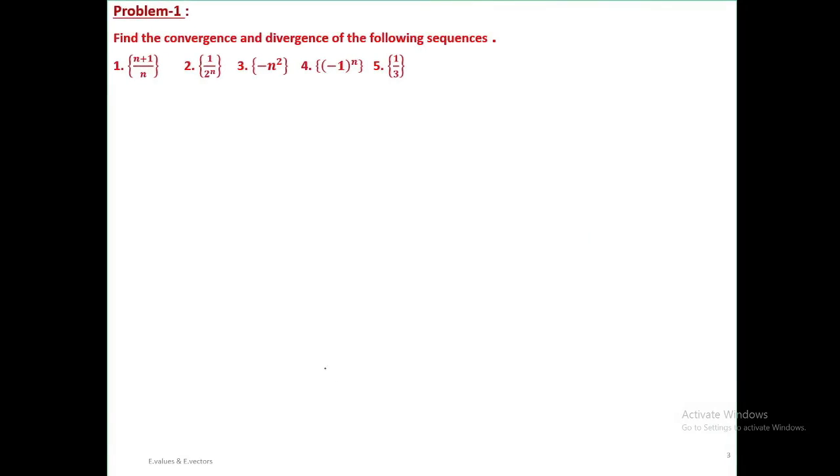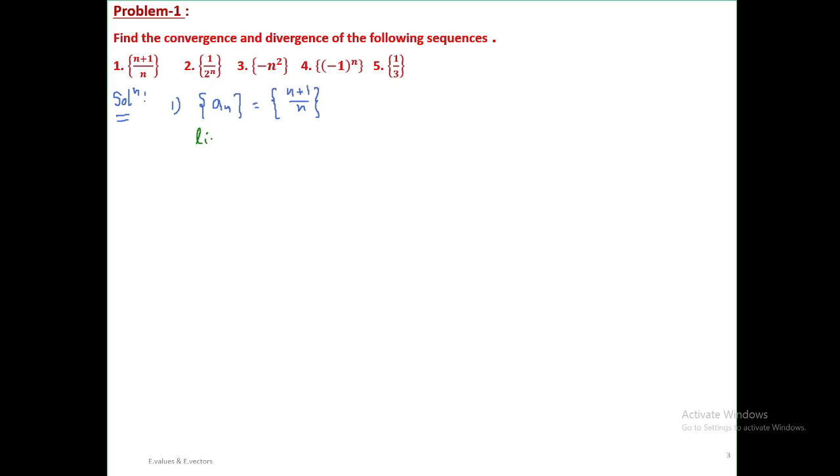Let's have some problems. Find the convergence and divergence of the following sequences. Let us find the convergence status of these. So first one, at what number does the given sequence converge? Let us call the sequence an. So sequence an is n plus 1 upon n. So this is a sequence. And what is the limit of this sequence, or at what number does this sequence converge? So simply you need to find the limit.